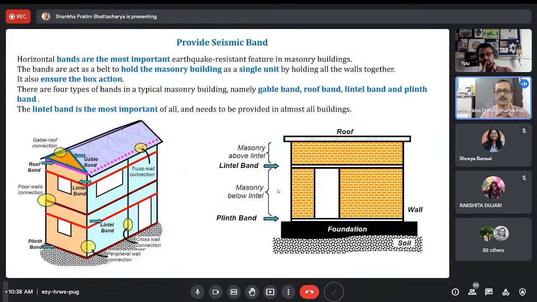Provision of the seismic band, number 2. These bands are the most important things. These bands have to be given in the various layers. What is a band? It's an RCC beam-like thing. So even if it is a masonry building that doesn't have columns and beams, this band has to be given in the perimeter wall. And this band is located at various levels.